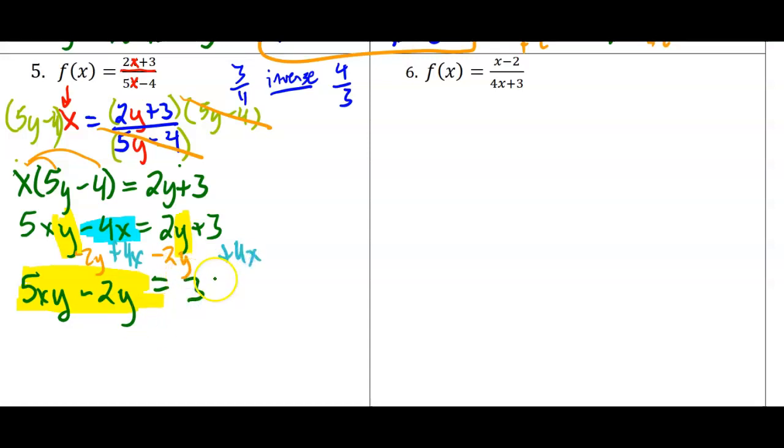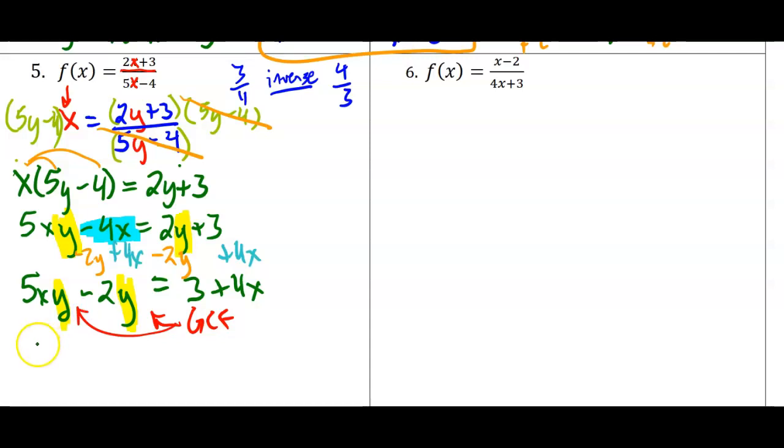So 3 plus 4x. Essentially the idea is that by adding and subtracting entire terms, I can reformat this. My goal is to reformat this so everything with y is on one side of my equation and everything without y is on the other side. The reason I'm doing that is this is the tricky part: I now have a GCF of y, because I'm trying to solve for y, all right?